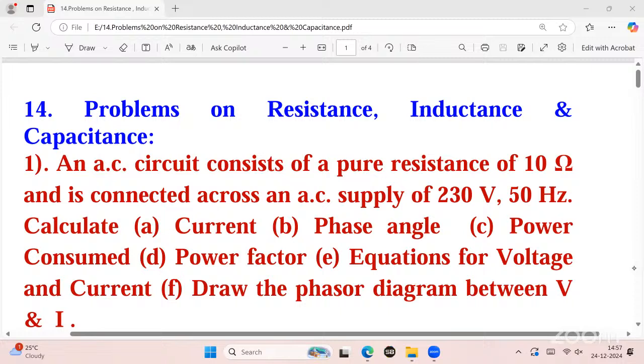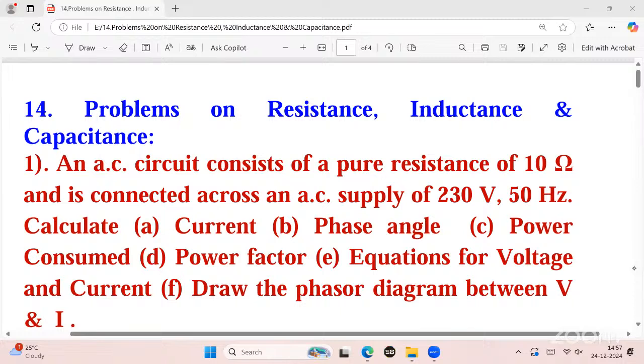But what is that for pure resistance? That is R. Can I say V is equal to IR? Yes, we can say V is equal to IR. We got it. I is equal to V by R.